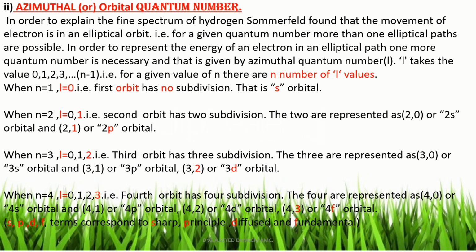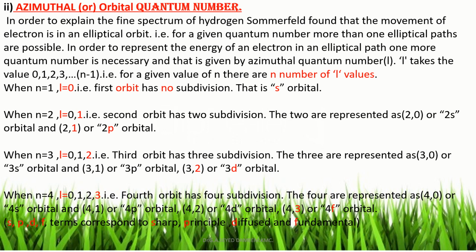And here, azimuthal quantum number 3 corresponds to f orbital. And here the symbols S, P, D, F. These terms correspond to sharp, principal, diffused, and fundamental. That is the first letter of these words. Sharp, that is s orbital; principal, p orbital; diffused, d orbital; and fundamental, f orbital.